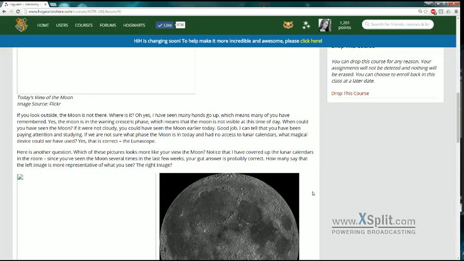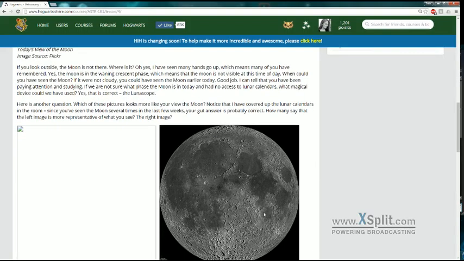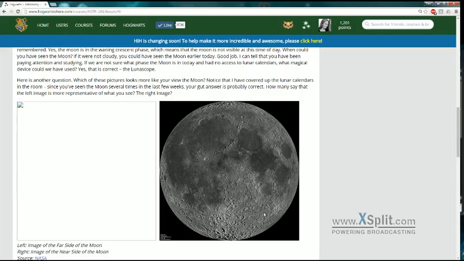If we are not sure what phase the moon is in today and had no access to lunar calendars, what magical device could we have used? Yes, that is correct. The lunoscope. Here's another question. Which of these pictures looks more like your view of the moon? Notice that I have covered up the lunar calendars in the room. Since you have seen the moon several times in the last few weeks, your gut answer is probably correct.